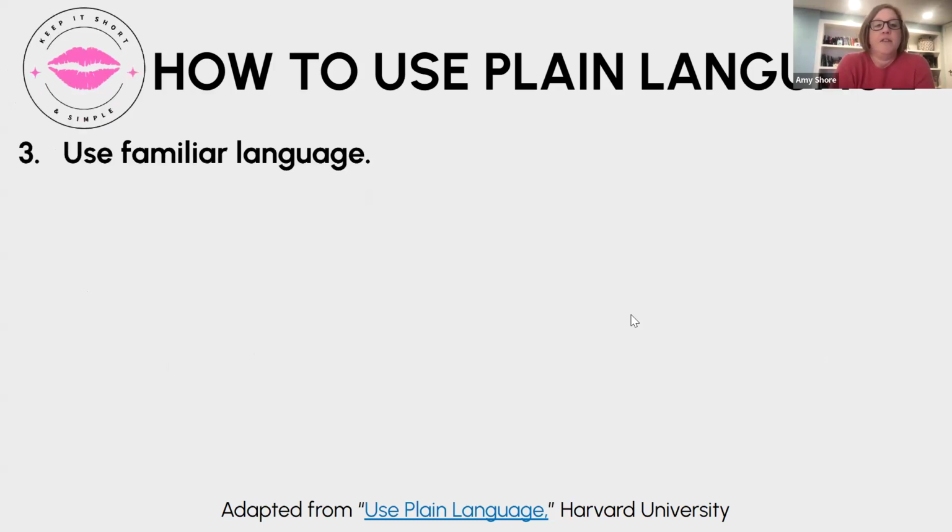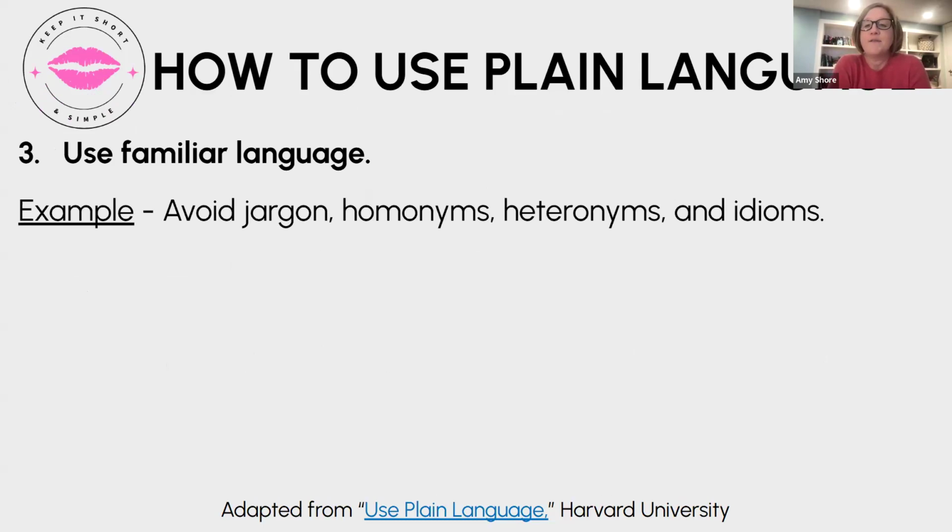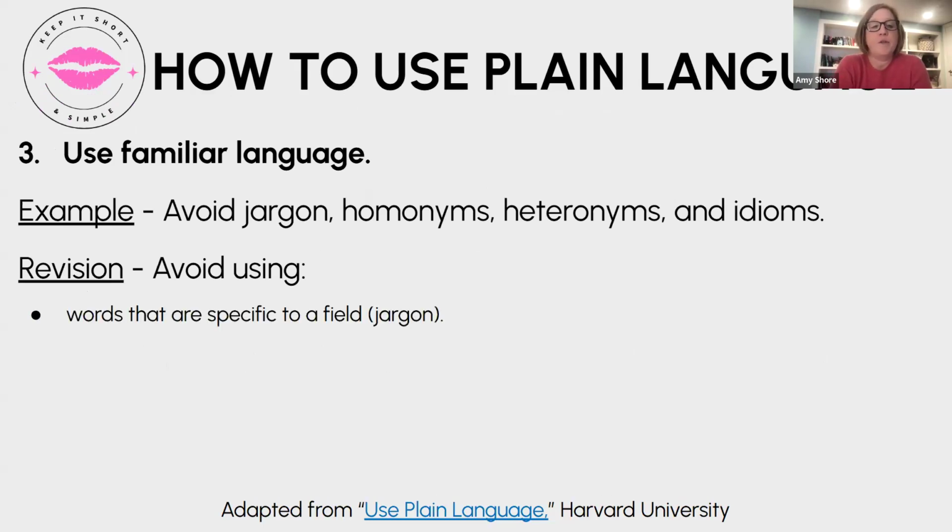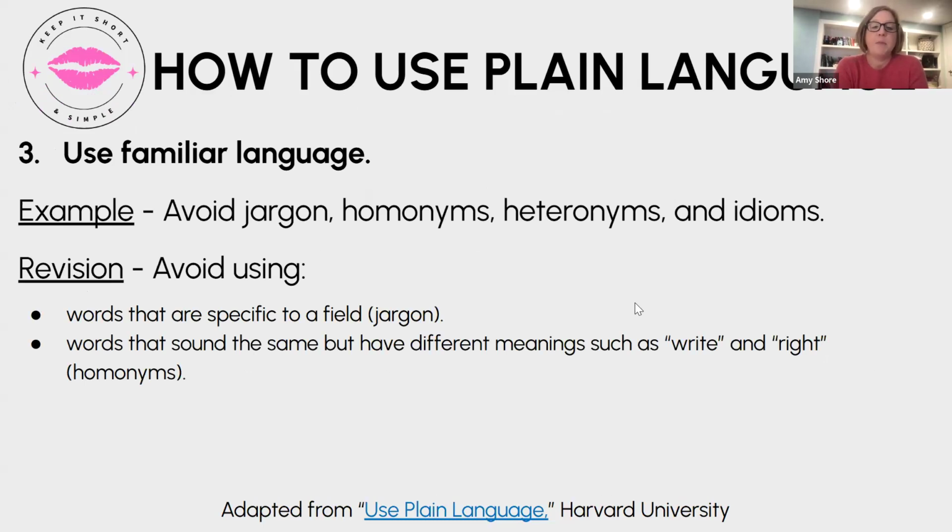Next, three, use familiar language. Okay, an example. Avoid jargon, homonyms, heteronyms, and idioms. That's my example of not using familiar language. A revision might be: first, avoid using words that are specific to a field, a.k.a. jargon. Next, words that sound the same but have different meanings, such as right and right, homonyms.